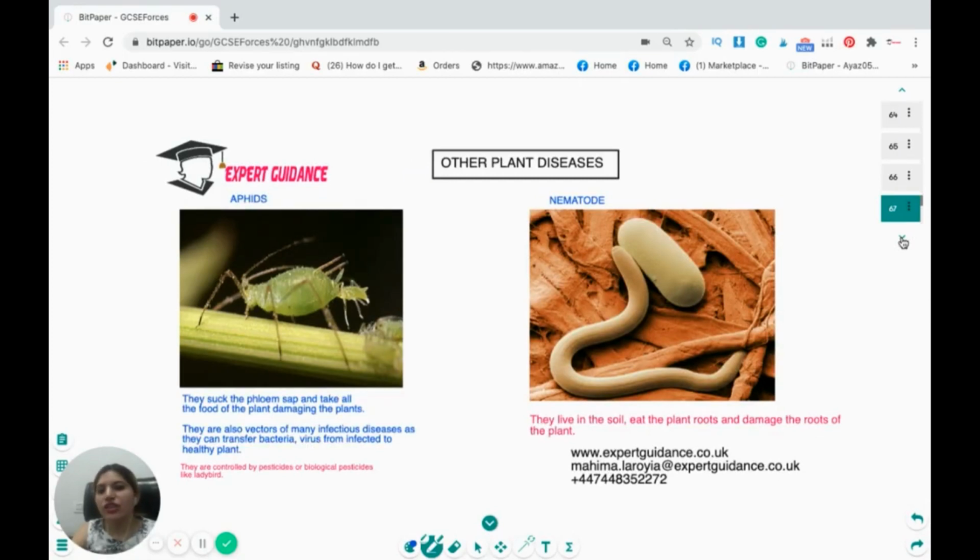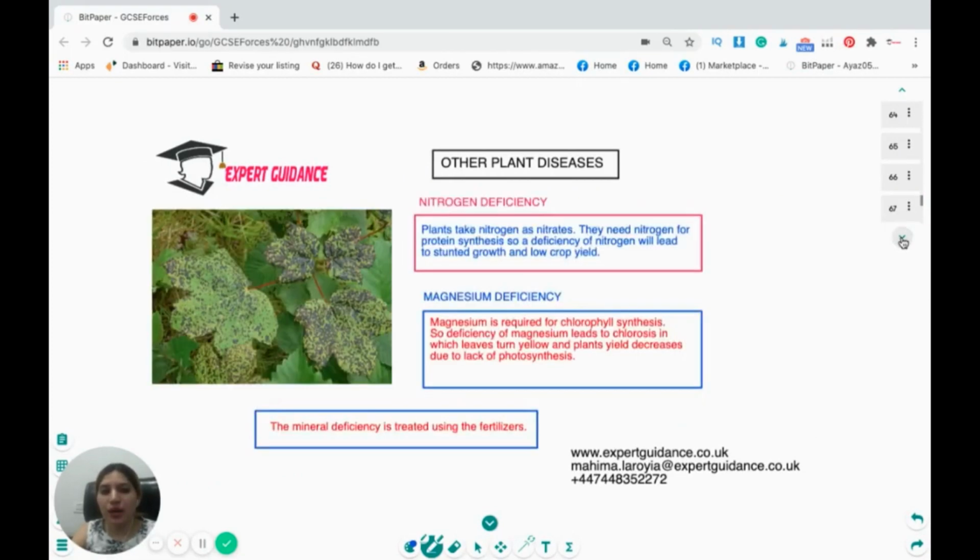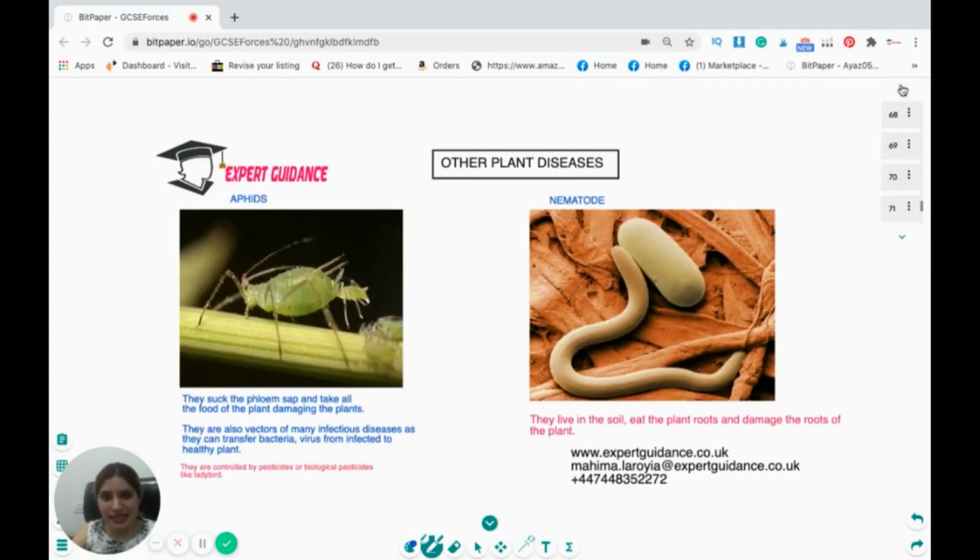Okay, now you need to look over some of the plant diseases. Plant diseases like aphids. Aphids suck the phloem sap and take all the food of the plant, damaging the plant. They are also vectors of many infectious diseases and transmit bacteria and viruses from infected to healthy plants. So to control the aphids, we have to use pesticides or biological pesticides like ladybirds.